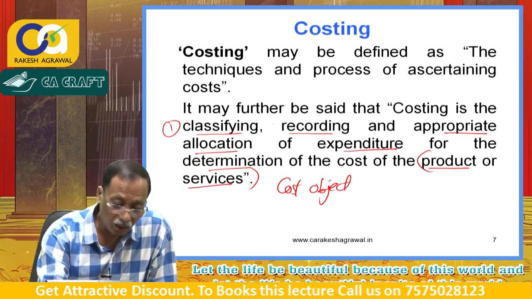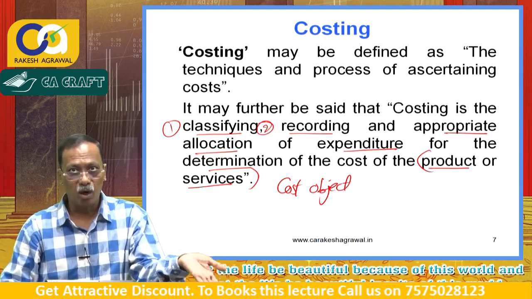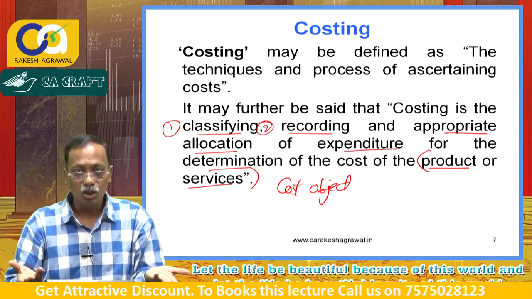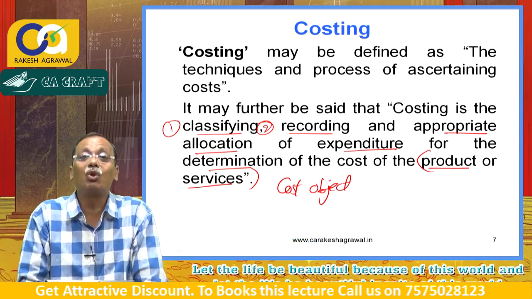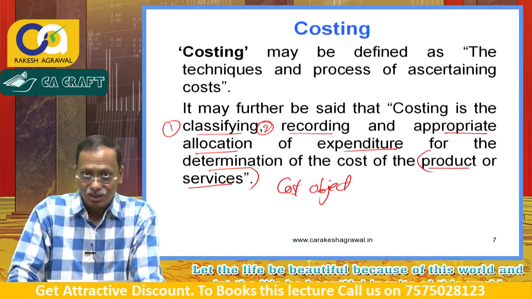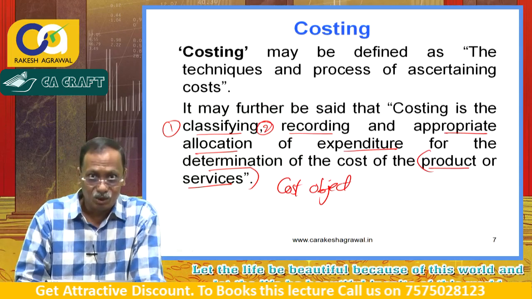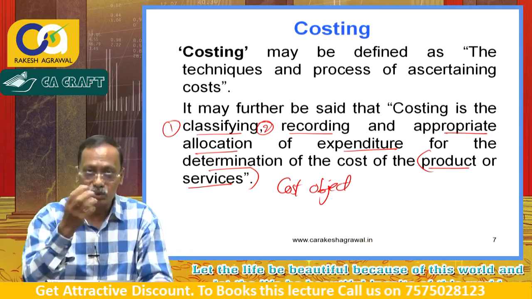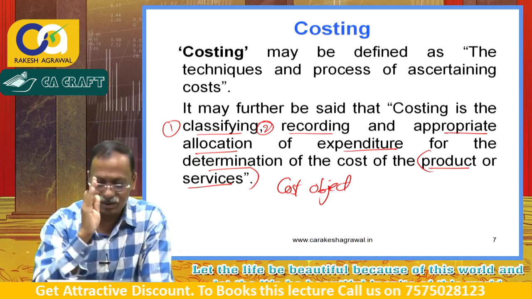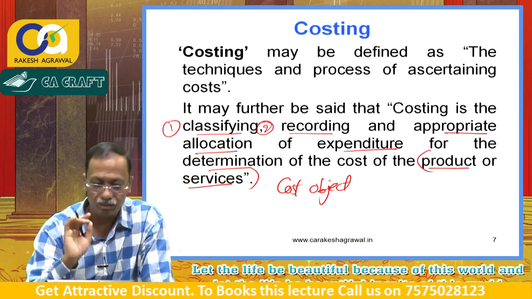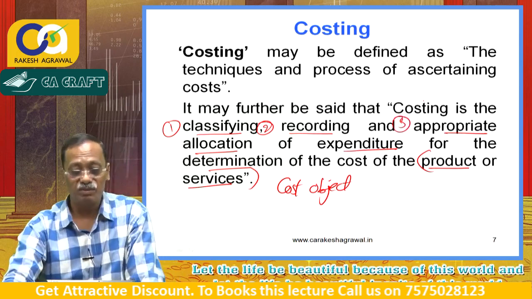Now you have to do the recording. Recording means you have to maintain the books of accounts, record it somewhere. How much data will you keep in memory? So whatever cost is incurred is recorded somewhere, which you used to call cost ledger accounting. You have to do the accounting and put a record somewhere, so that later on that record will be used for ascertainment of cost. So that is step number 2. Classify the cost, put it in your record, keep the accounting records. Third, appropriate allocation of expenditure.